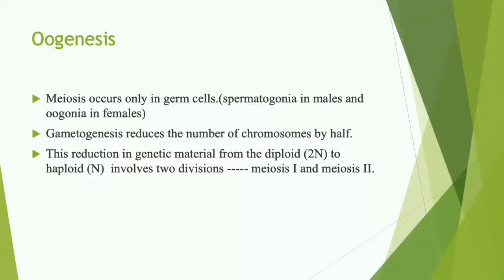You know, meiosis occurs only in germ cells. In the case of a male it is spermatogenesis, arising from spermatogonia, and in the case of a female it is the oogonia which give rise to oogenesis. Now this gametogenesis reduces the number of chromosomes by half. This reduction in genetic material from diploid to haploid involves 2 divisions, meiosis 1 and meiosis 2.